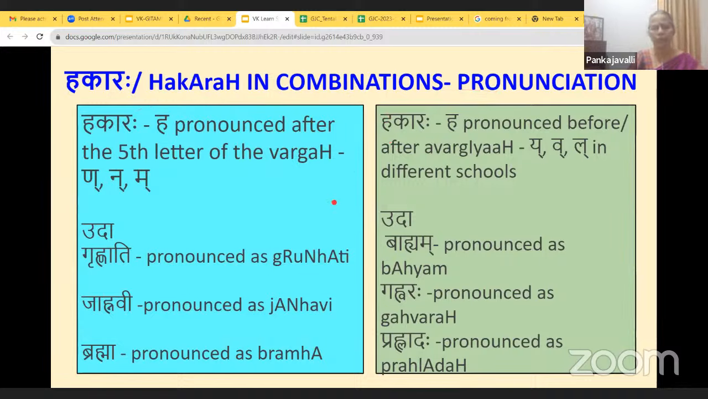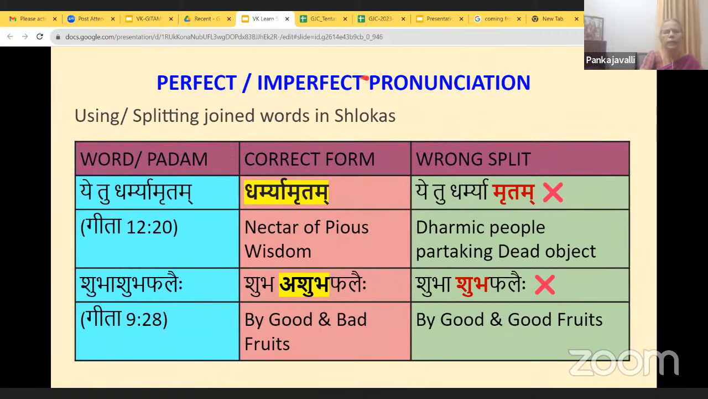You cannot make mistakes. Then, this is again how to split and join words. Yat tu dharmyamritam. Dharmyamritam: the amritam is the nectar of pious wisdom. But if you split it as dharmya, mritam, then mritam is a dead object, a dead body. You would be saying dharmic people are taking a dead object. It is wrong. That's why, in Brahmavidyayam yogashastre, we tell you to take it together. Some people split it, but that is wrong. Once you make a sandhi there, you cannot split and read.